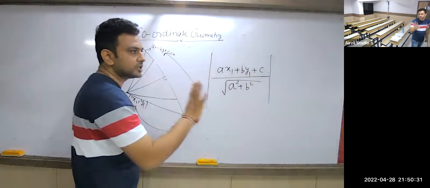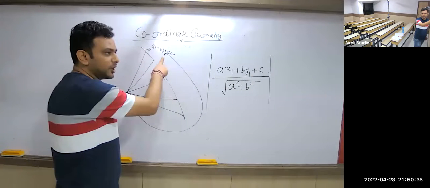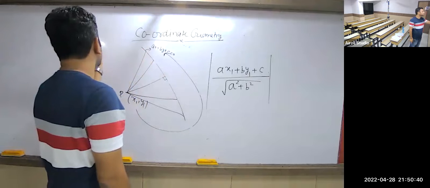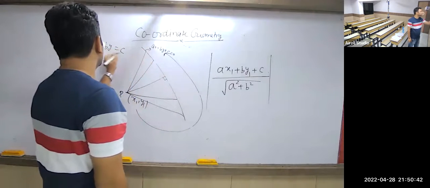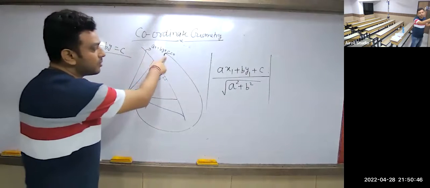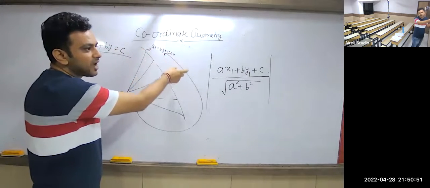So what you have to do is just put this point into the line. Make sure you are not supposed to write your equation in the form of ax plus by equals to c. Your equation should be in the form of ax plus by plus c equals to 0. That means the RHS value should be 0.